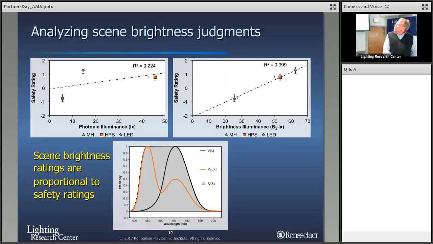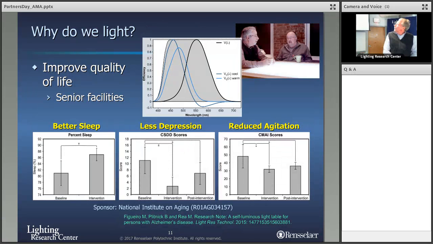And what you see is not a very good correlation if you use that spectral weighting function. But if you plot it as a function of brightness, which is a different channel in the visual system, you get a very nice positive correlation. The point being of all this is that we want to be able to quantify the impacts the visual system has with regard to different spectra and amount of light. That becomes critical in the discussion that we're going to talk about today.